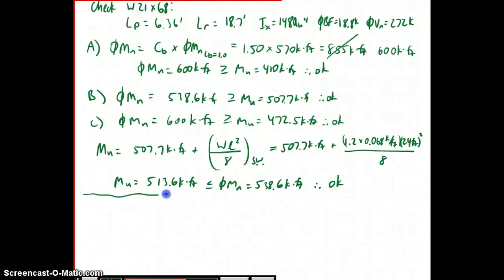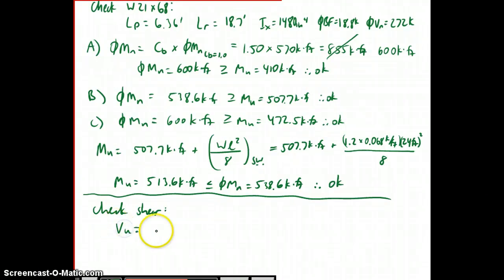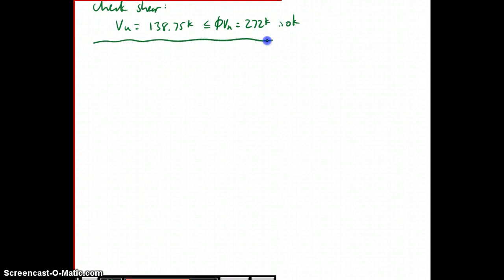We need to move on to shear. So check shear next. Now the largest shear in the beam is the right support reaction. So Vu is going to be 138.75 kips. That's less than or equal to phi Vn, which is 272 kips. Therefore, this beam is okay in shear. That was easy. One last thing to do, and that's check deflection.